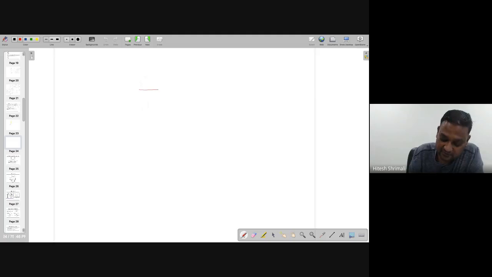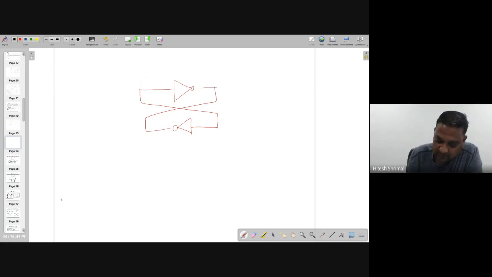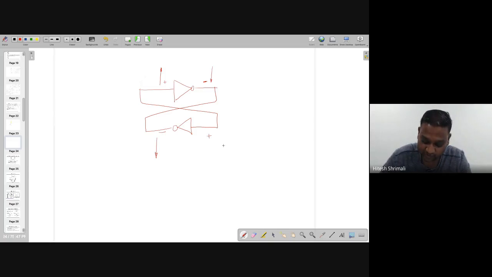You must have seen this kind of circuit. Here if I am applying plus, output goes to minus. Look, these are relative terms. So if this is going minus, this is becoming plus. Means if I am increasing this, this is going to be decreased, but this is going to be increased, and this is going to be decreased, and because of this this is going to be increased. Look at this whole positive feedback.